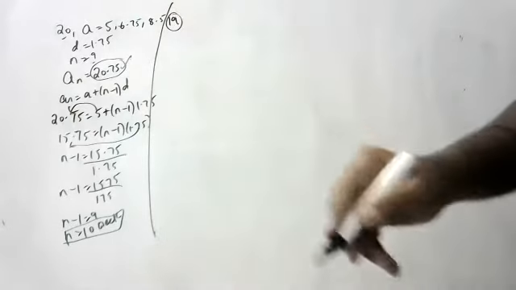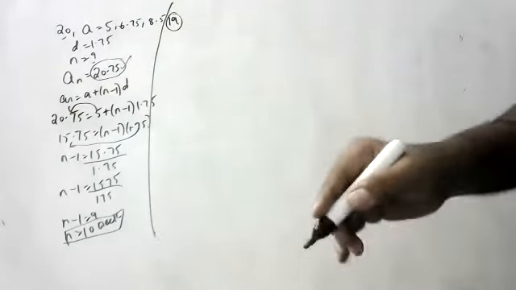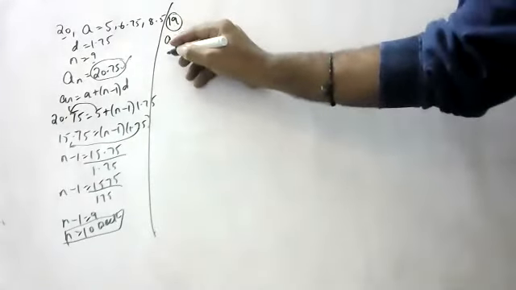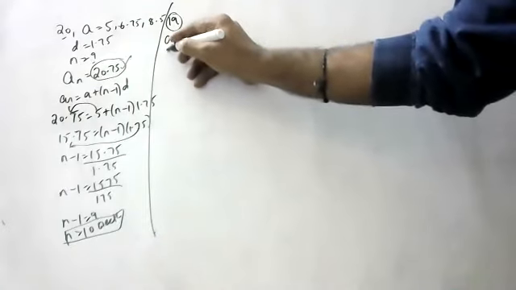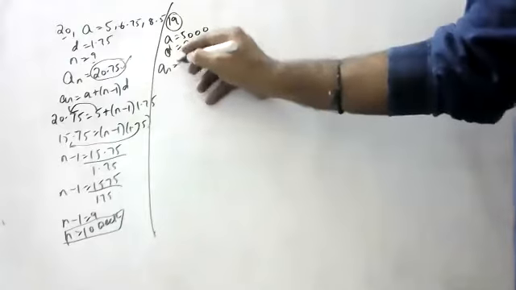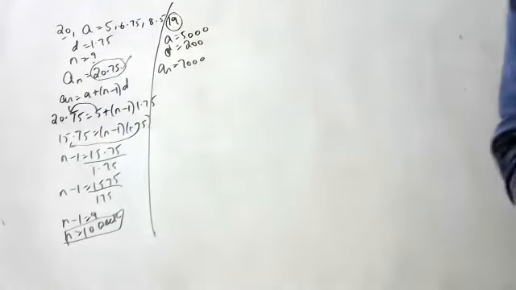Okay, next question. Subbarao is working from 1995. Initial salary was 5,000, and he received an increment of 200 rupees every year. In which year did his income become 7,000? Who will tell this sum? Yeah, Tanush.